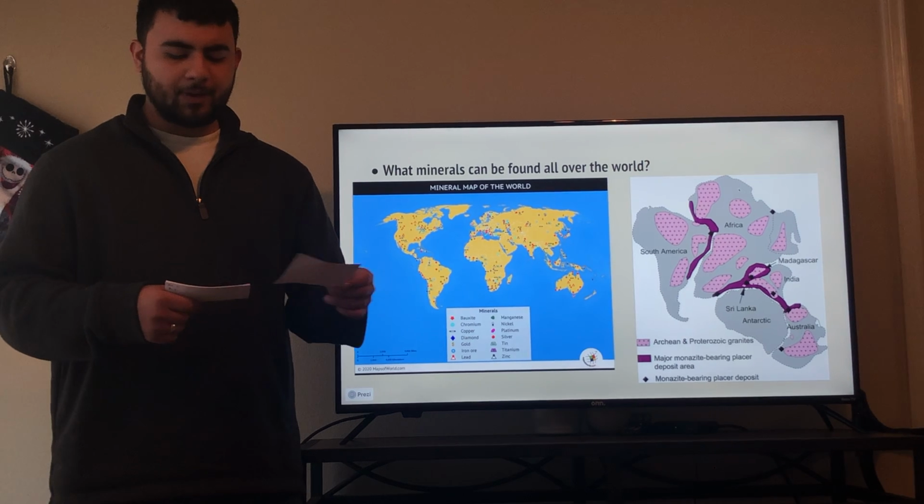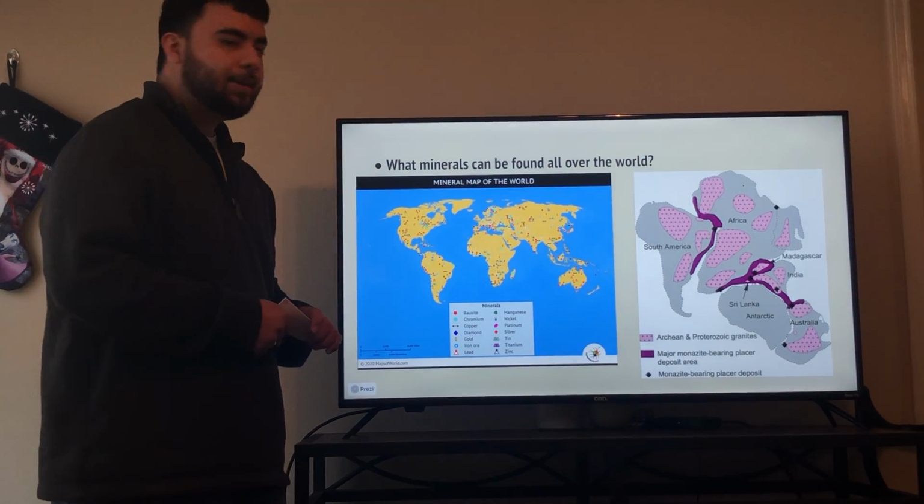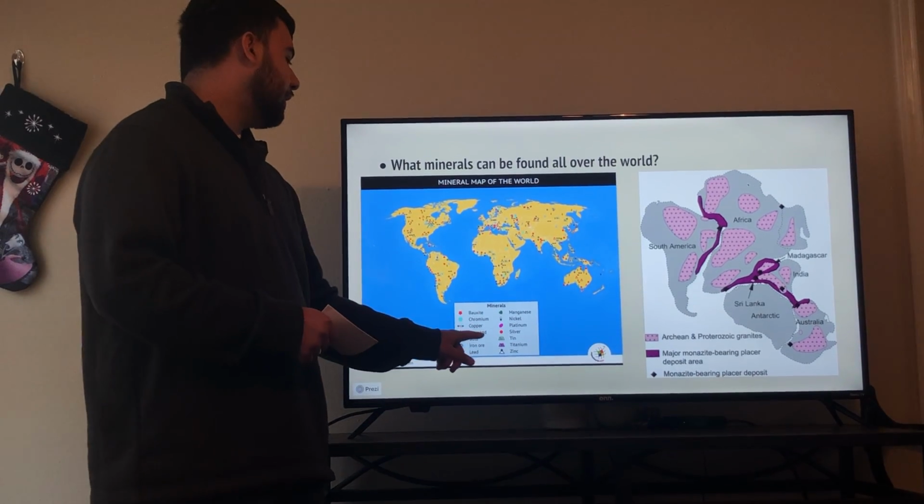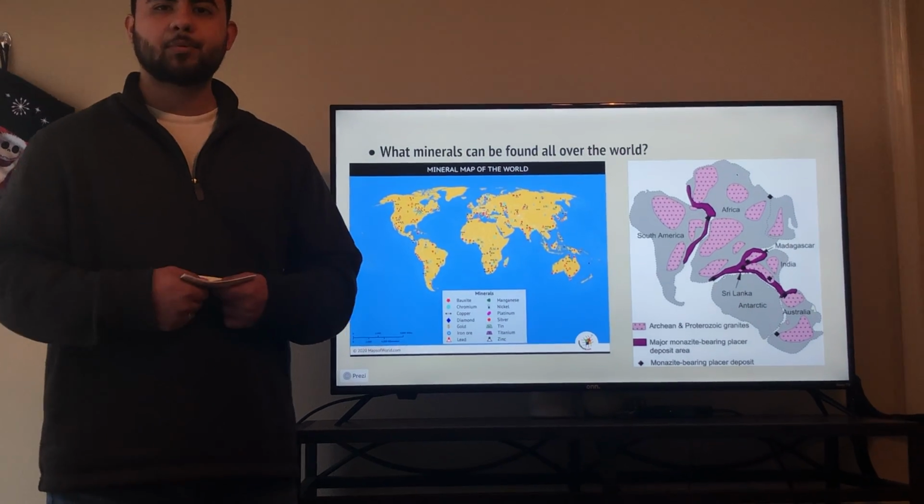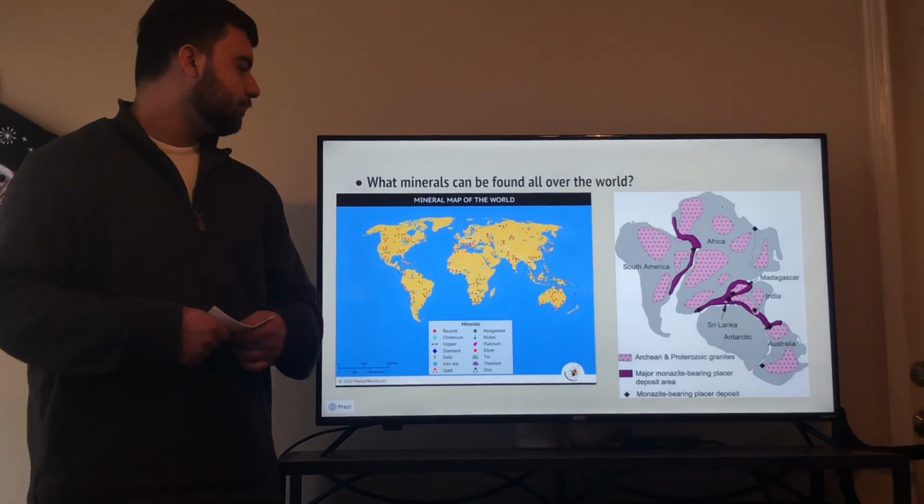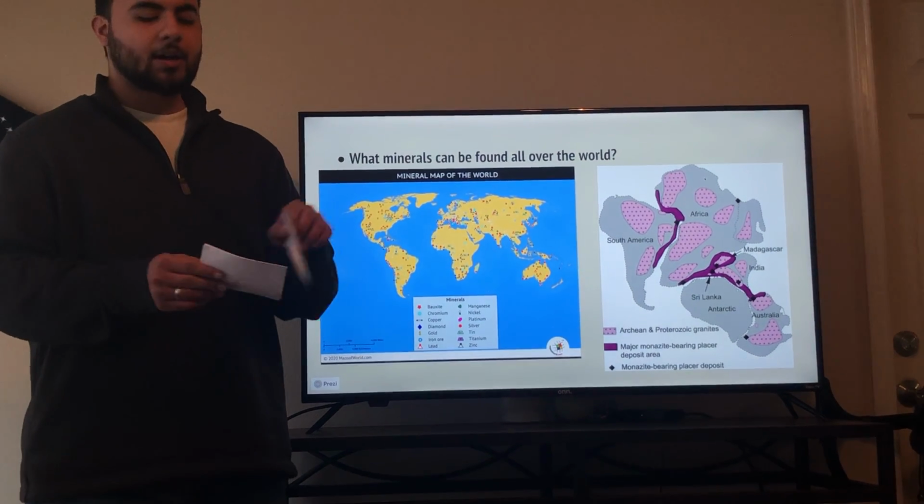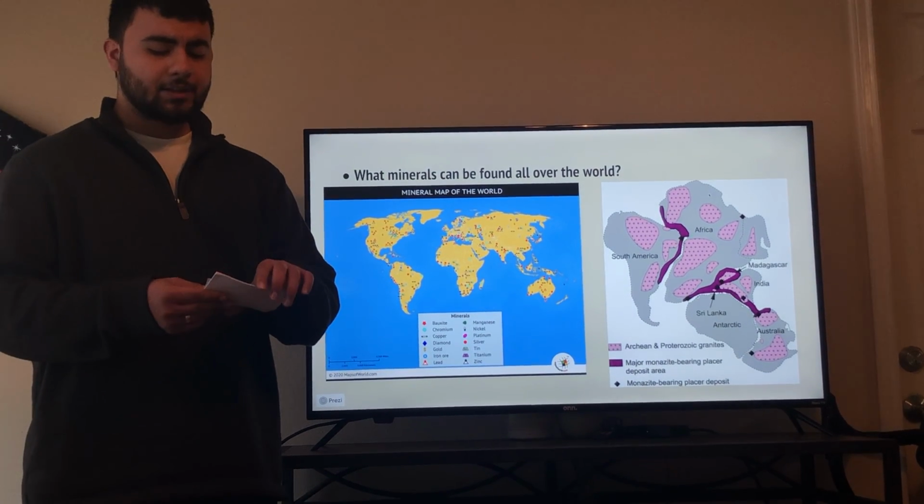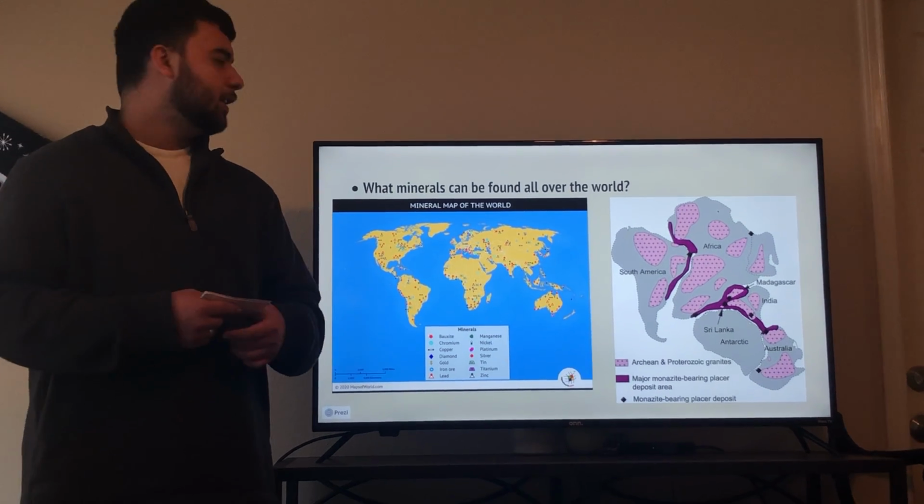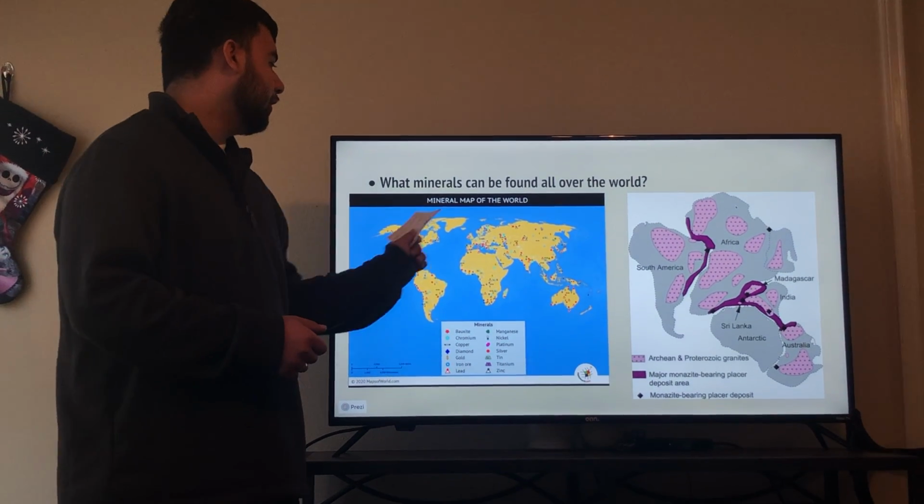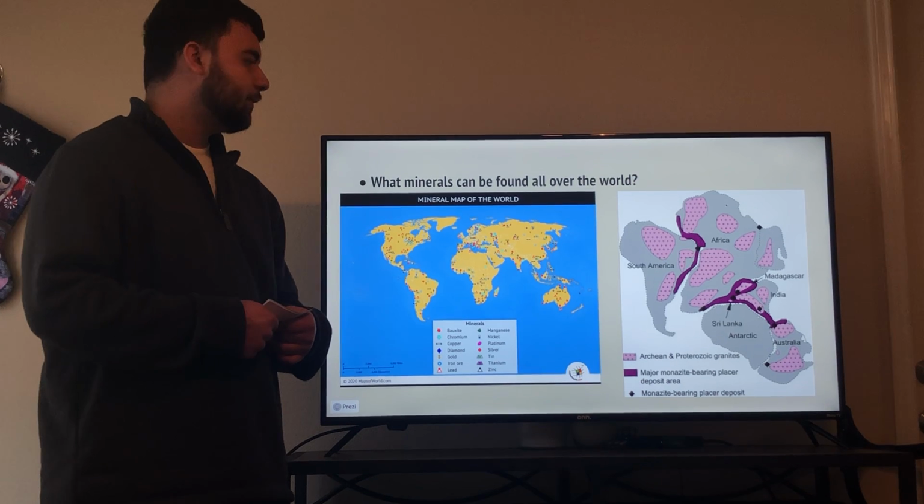Now, minerals that can be found all over the world. Obviously, there are a lot more minerals than these right here, but these are just the ones that I'm going to be discussing today. In the United States alone, we can find a lot of silver, lead, zinc, and bauxite. And obviously all over the world you can find a lot more, but that's just in the US.